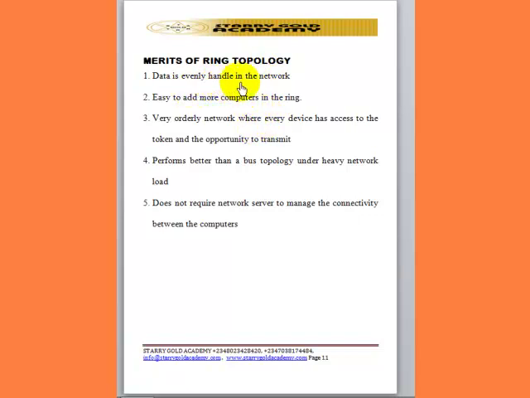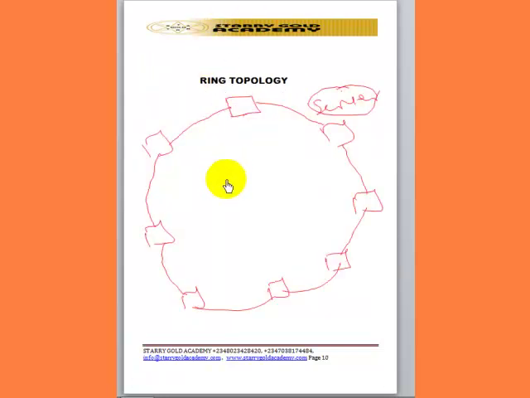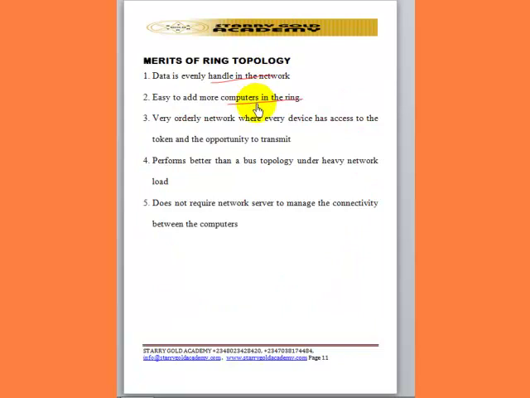One, the first advantage is that data is evenly handled in the network and it is easy to add more computers in the ring. If we want to add more computers to the network, it's very easy to add. For example, let's come back to the diagram. If you want to connect another computer to this one, the only thing is just to put our computer here and get a cable and connect it to the main cable that connects all the computers together. Which is very easy to do.